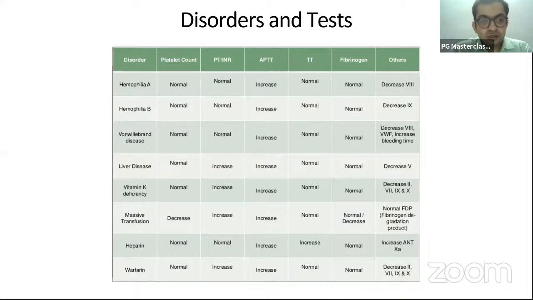In massive transfusion, as ma'am said, platelet count decreases severely due to massive blood transfusion. But here the fibrinogen degradation products are normal, which helps to differentiate it from DIC, where the FDP would be raised. And in heparin, we use APTT to monitor the action of heparin, whereas PT-INR is used basically for warfarin.